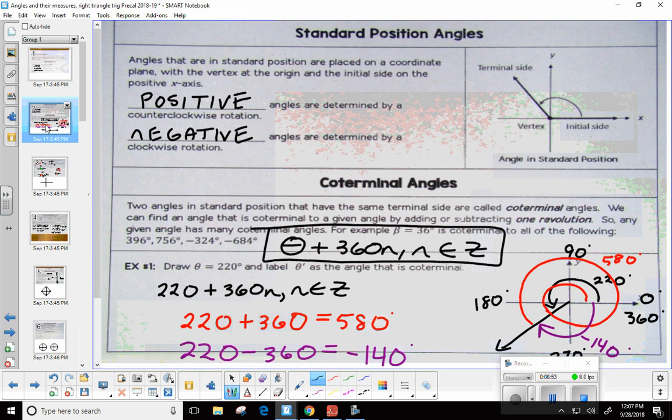Now, where you start to rotate that initial side, if it starts on the positive x-axis, what do we call that? It was 2 words. Standard position. Okay, so if you begin to rotate from the positive x-axis, that's what we call standard position. So if you rotate counterclockwise, that's going to be a positive. If you rotate clockwise, that's going to be a negative angle.